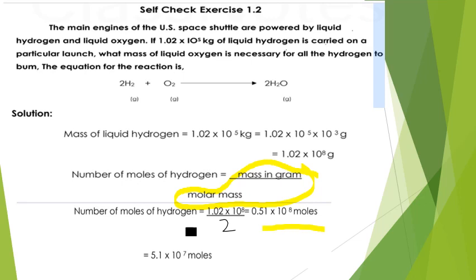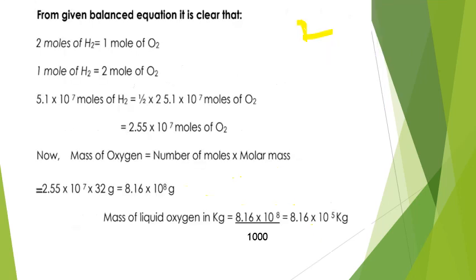If you move the point, you will get 5.1 × 10^7 moles, which is a better significant figure, right? Now the remaining part. From the balanced chemical equation, the mole ratio between hydrogen and oxygen is given. It is 2 to 1. 2 moles of hydrogen react with 1 mole of oxygen. So the conversion factor between these two will be 1 upon 2, that is, 1 mole of oxygen reacts with 2 moles of hydrogen.